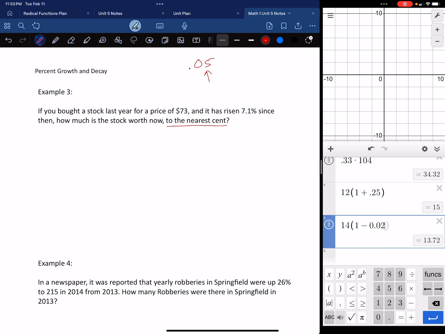Okay, so my principal is $73. My rate is 7.1, and I'm increasing, right? So it has risen, increased, and I'm going to write my rate as 7.1%. I'm going to move this decimal place over 1, 2, so it'd be 0.071. Okay, so your R is going to be 0.071.